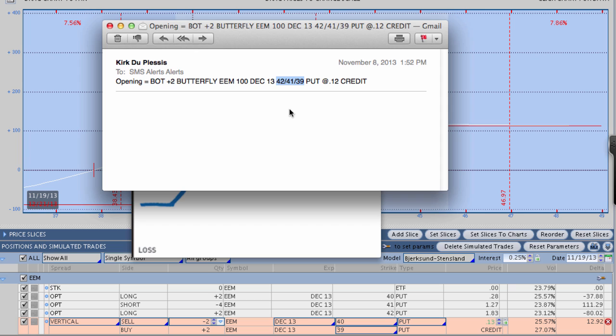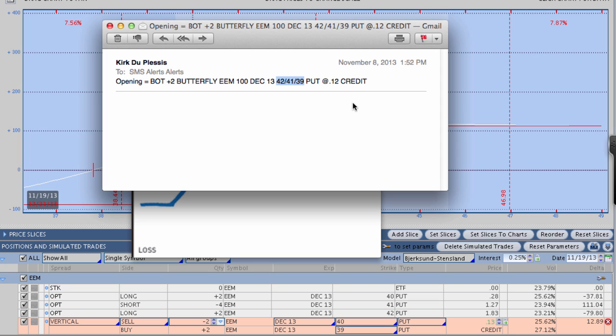So we bought the 42 and we sold the 41s, and then you can see we skipped over the 40s and we went all the way down to the 39s and bought the 39s. So the 42s, the 41s, and the 39s. This all together created a credit of 12 cents per butterfly. So not a huge credit, but what that did is allowed us to at least lock in a profit should EEM trade anywhere above, say, basically 40 at expiration.